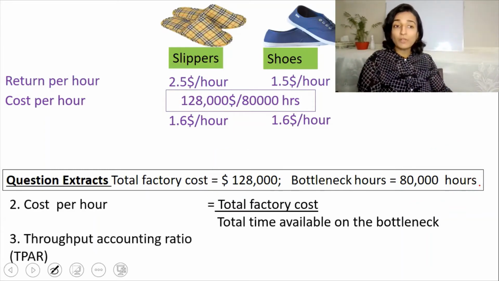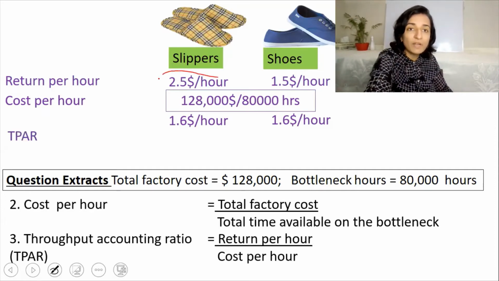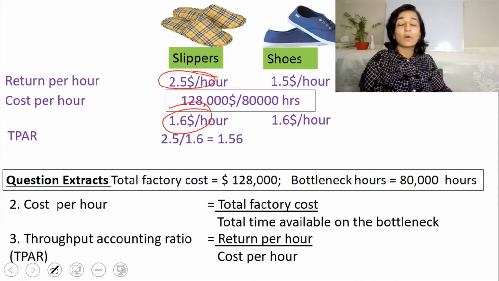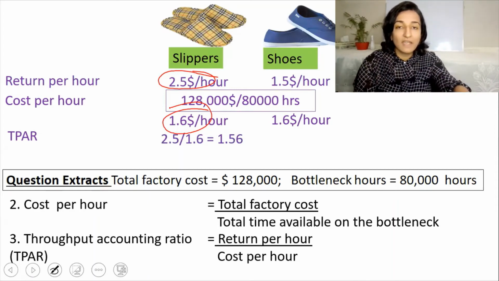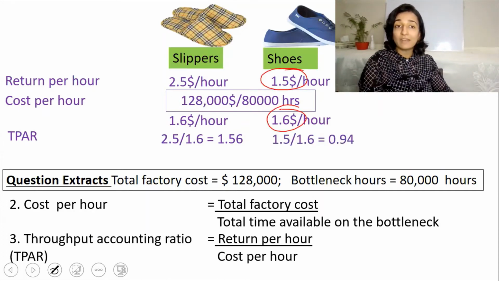It is the throughput accounting ratio, or the TPAR, given by return per hour divided by cost per hour. So the return per hour for slipper is 2.5 and the cost is 1.6. So TPAR is 2.5 divided by 1.6, or 1.56. And for shoes, it is 1.5 divided by 1.6, or 0.94.